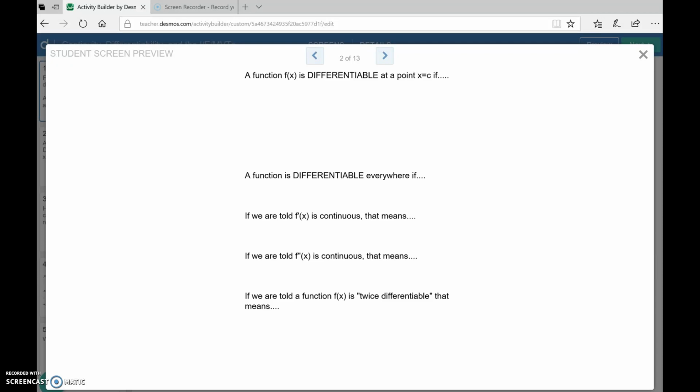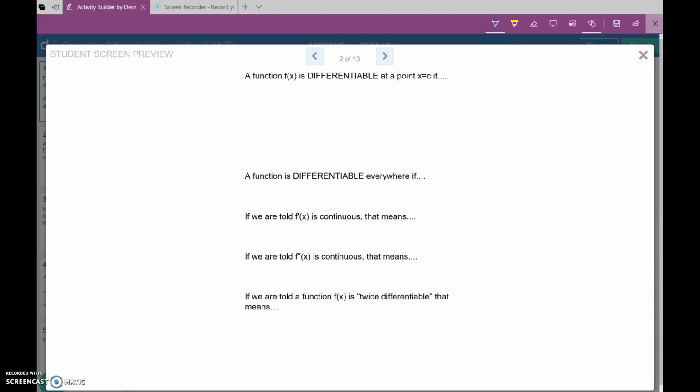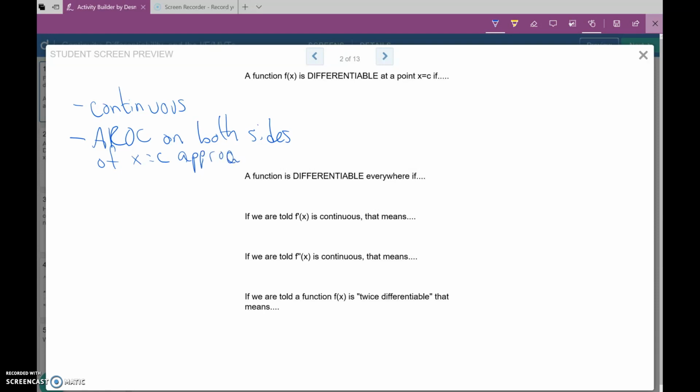Okay, so a function is differentiable at a point x equals c if it's continuous there. So a function has to be continuous at a point in order to be differentiable. But then in addition, the average rate of change on both sides of that point have to be approaching the same value.